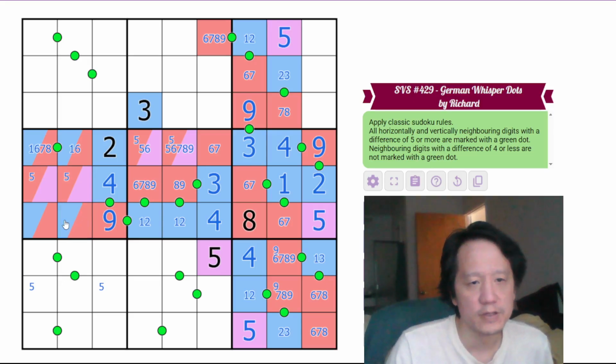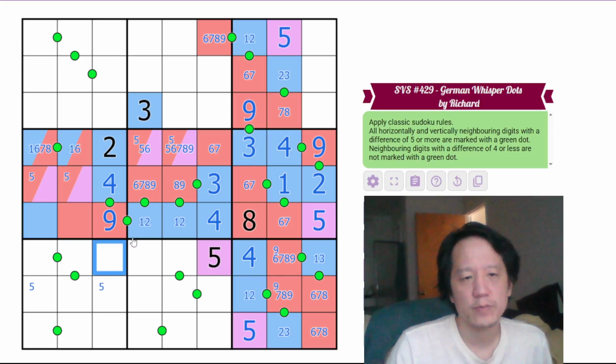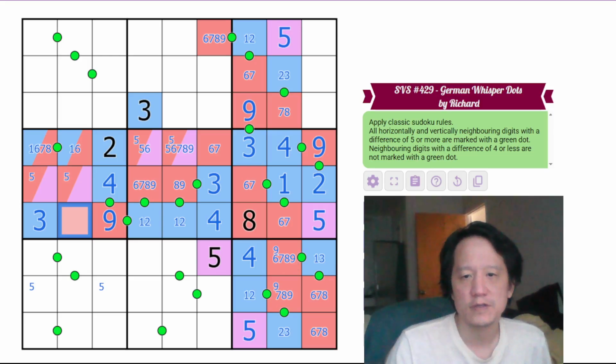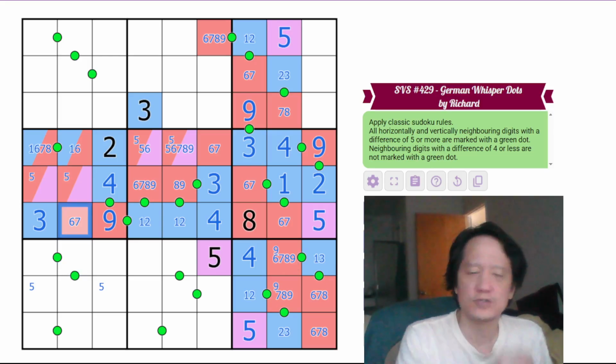This cannot be a low. If this were low, there would have to be a green dot between them. So this is high, which forces this to be low. But this has to be a 3. This cannot be, 8 cannot be either of these, but 8 could be here. This is 6 or 7, which is fine.